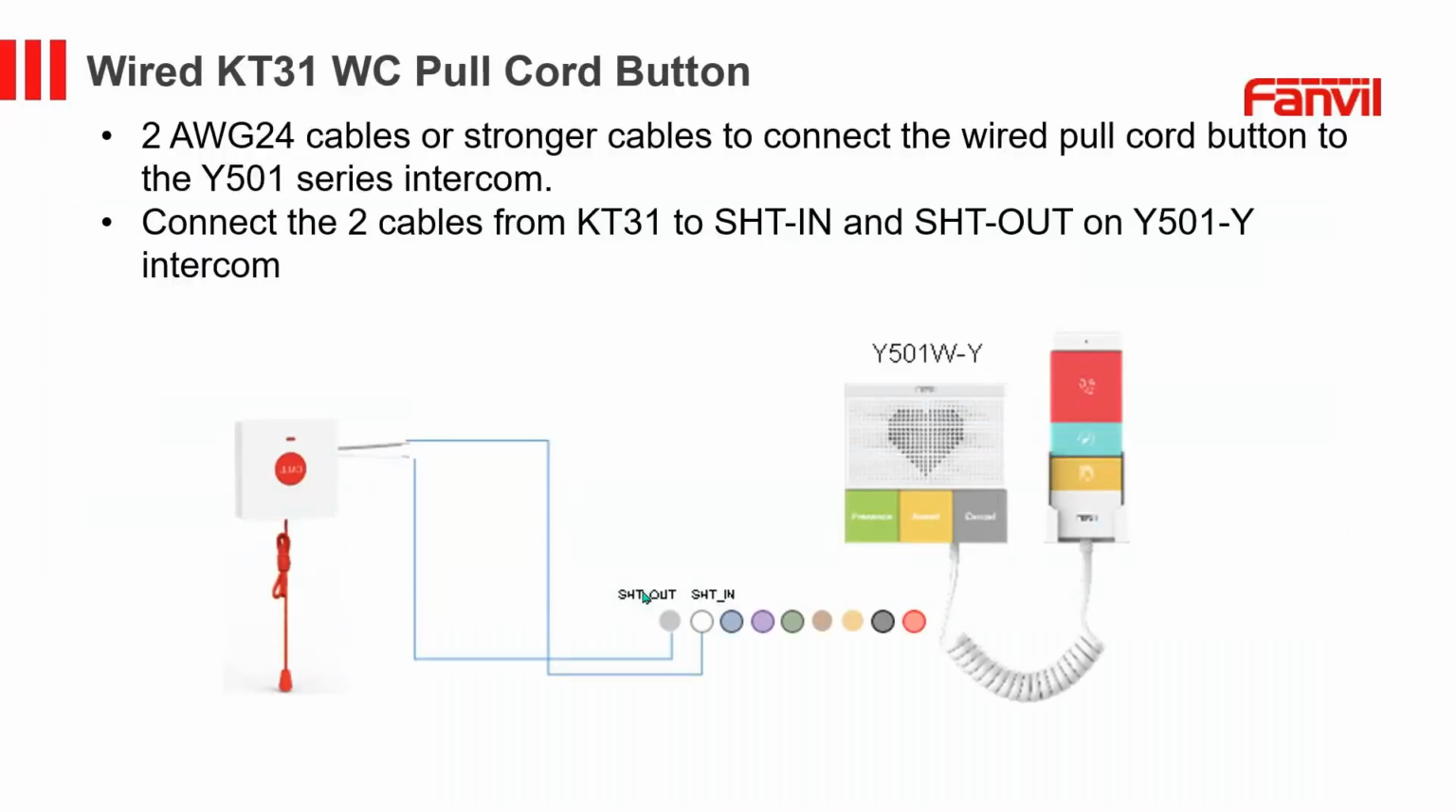To set up the KT31 wired pull cord button, you can use cables of at least AWG24 strength to connect it to the Y501 intercom. The wiring connects to the SHT in and SHT out ports for the intercom. These pins for the intercom.